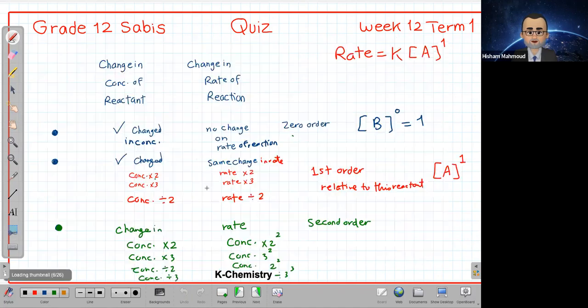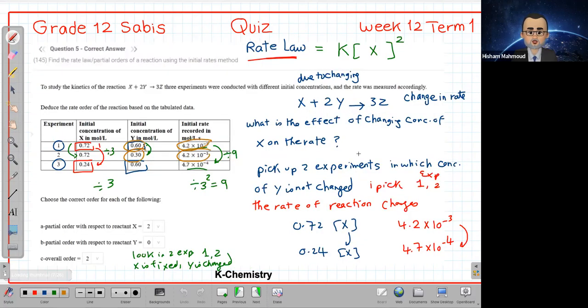And you said when the concentration changes and there is no change in the rate, it will be zero order. What does it mean, zero order? It means that y will be to the power of 0, because when you change y, there is no effect on the rate. That's why we'll say y to the power of 0. That's why we'll not mention y. So our rate law will be like that: rate is equal to k multiplied by x to the power of 2, and that's it. This is our rate law.